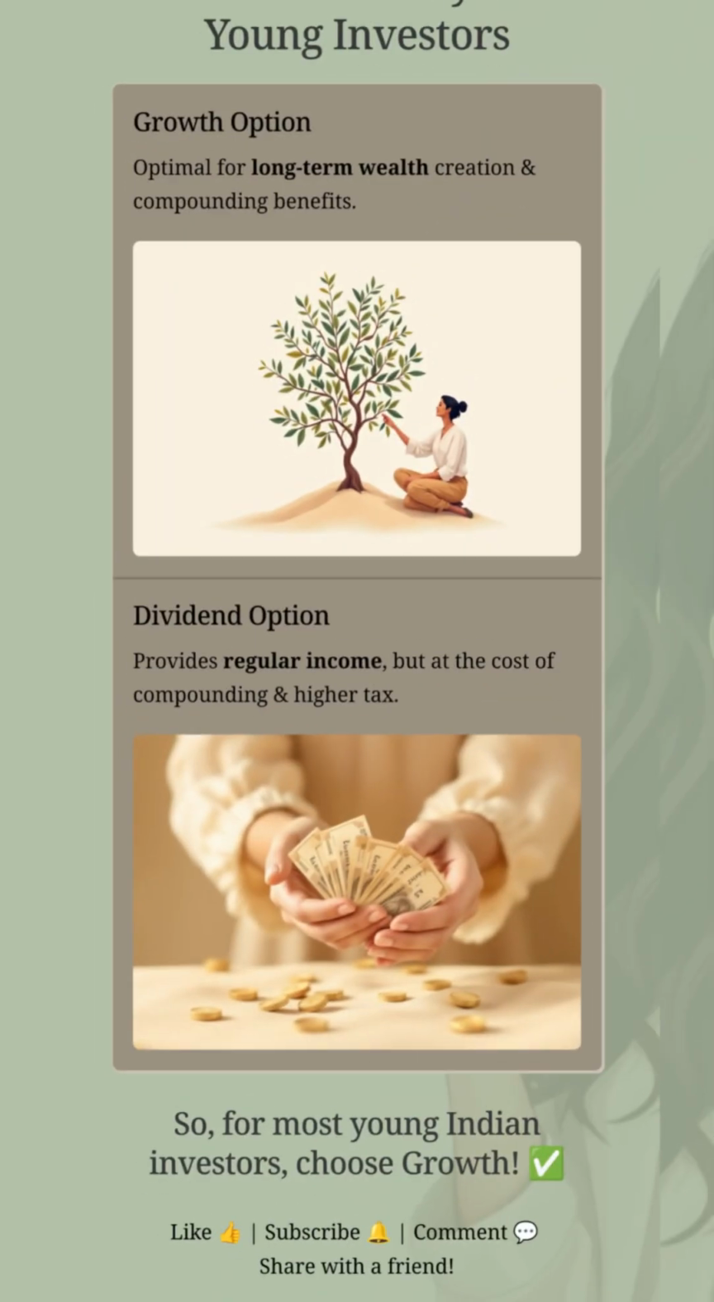So here is the bottom line. The growth option is better if your focus is building wealth over the long term, and the dividend option is better if you need regular cash flow today. The key takeaway is simple. If you are a young professional, choose growth to maximize compounding. If you are someone who needs income right now, dividend might be suitable.